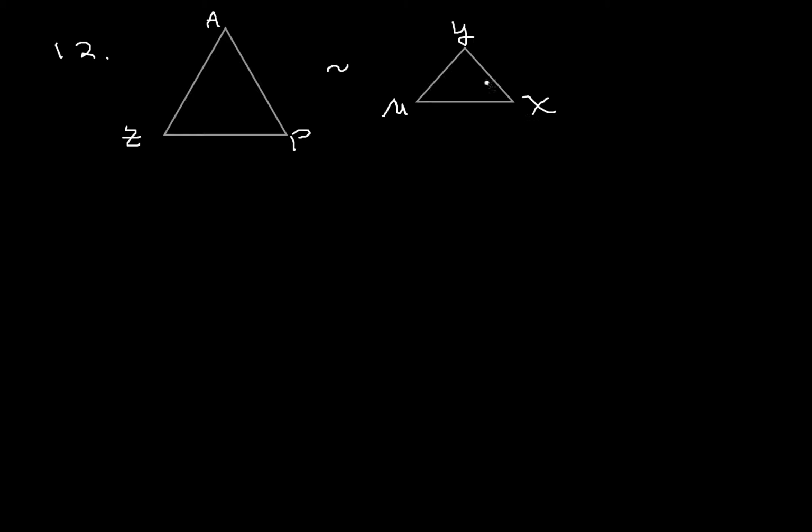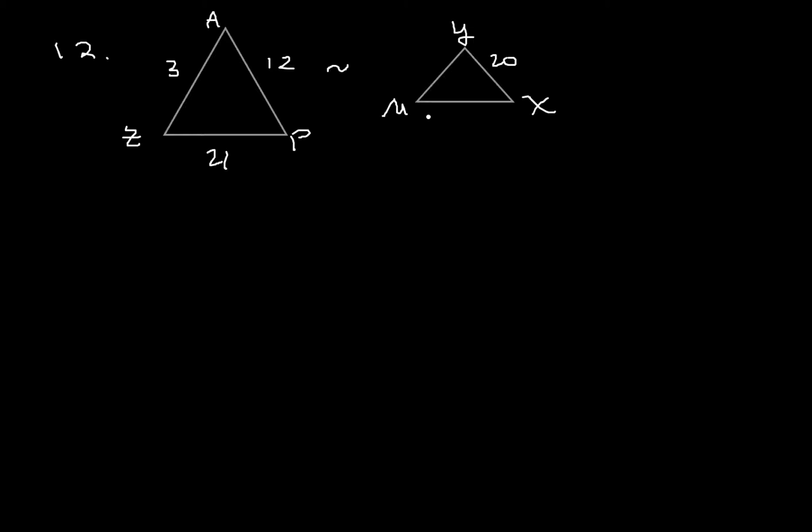This time we have two triangles, and they're similar. So we make this similar sign. It says ZAP, Z-A-P, is similar to MYX. ZA is 3. AP is 12. ZP is 21. YX is 20. That's all they give us.